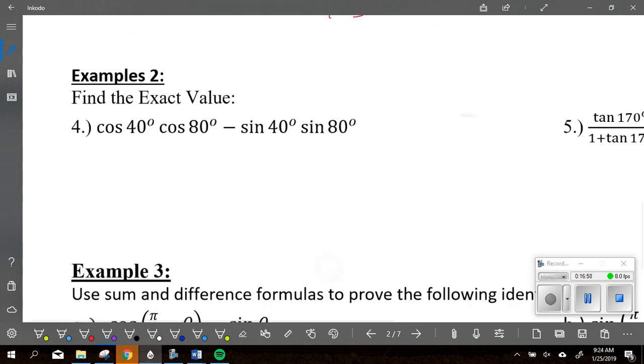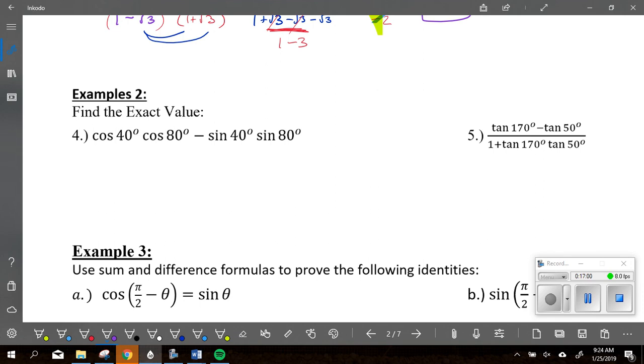All right, let's look down below. A lot easier. The rest of the day's lesson will take no time, and you'll do great at it. The next two, 4 and 5, are just like bell work. They're already set up. You're doing exact value. You do not know what the cosine of 40 degrees is, okay? But hopefully you're noticing a pattern here. Cosine, cosine, minus sine, sine. Find the sum and difference identity that matches that pattern, plug in your numbers, and do it.